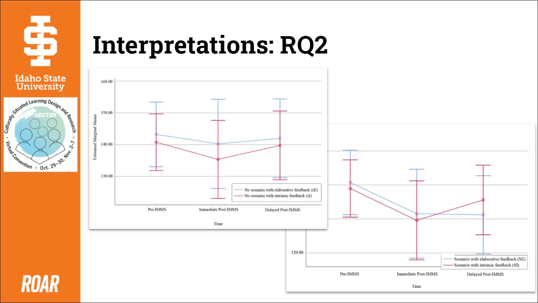The other thing to recognize is that one group, the scenario with elaborative feedback, didn't rebound at all, while the other three groups did. And so this would imply, once again, as a potential conclusion, that we might consider only using intrinsic feedback with scenario-based e-learning.